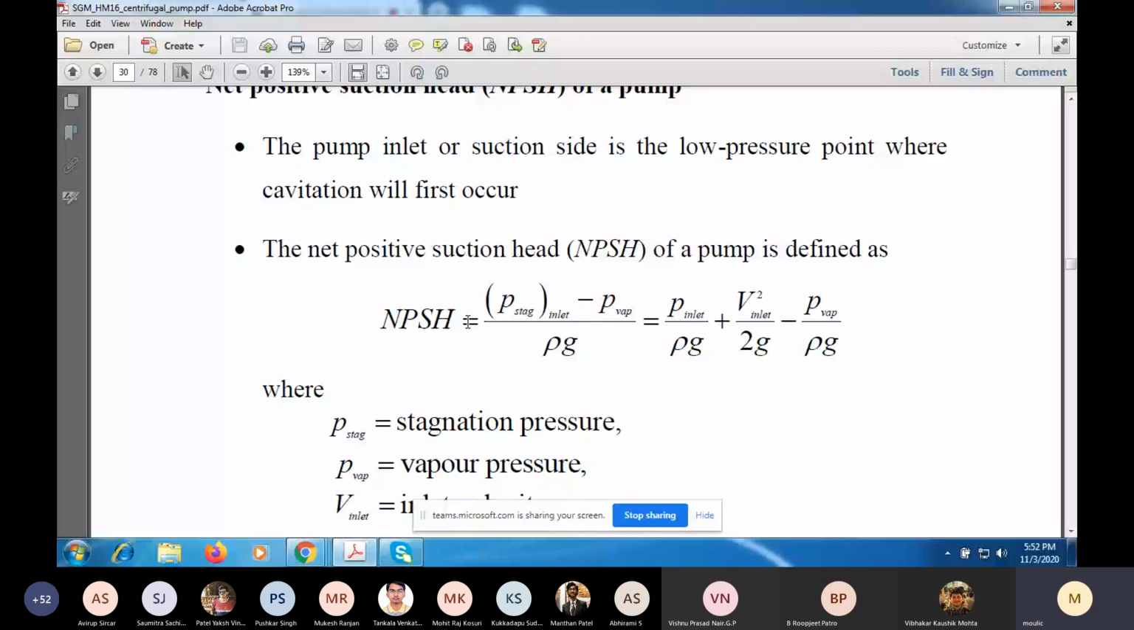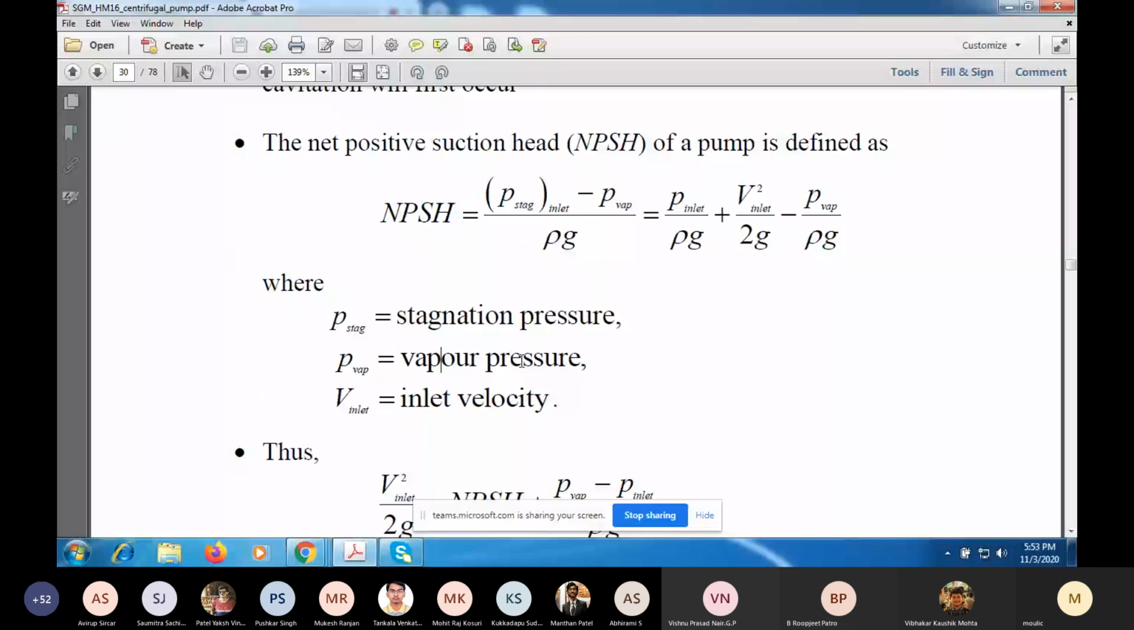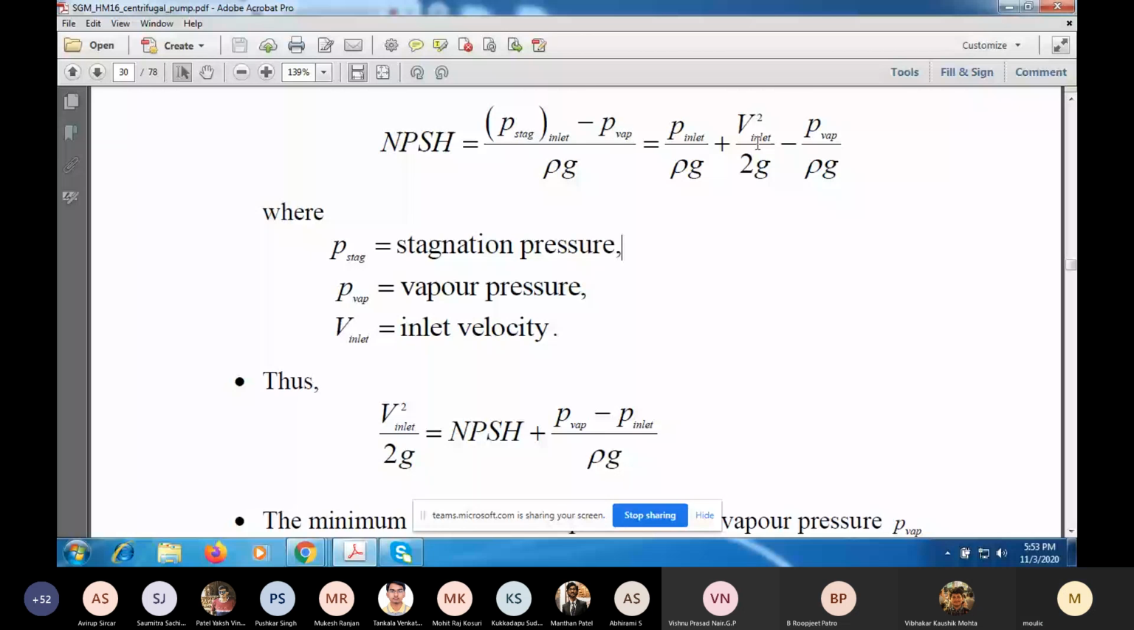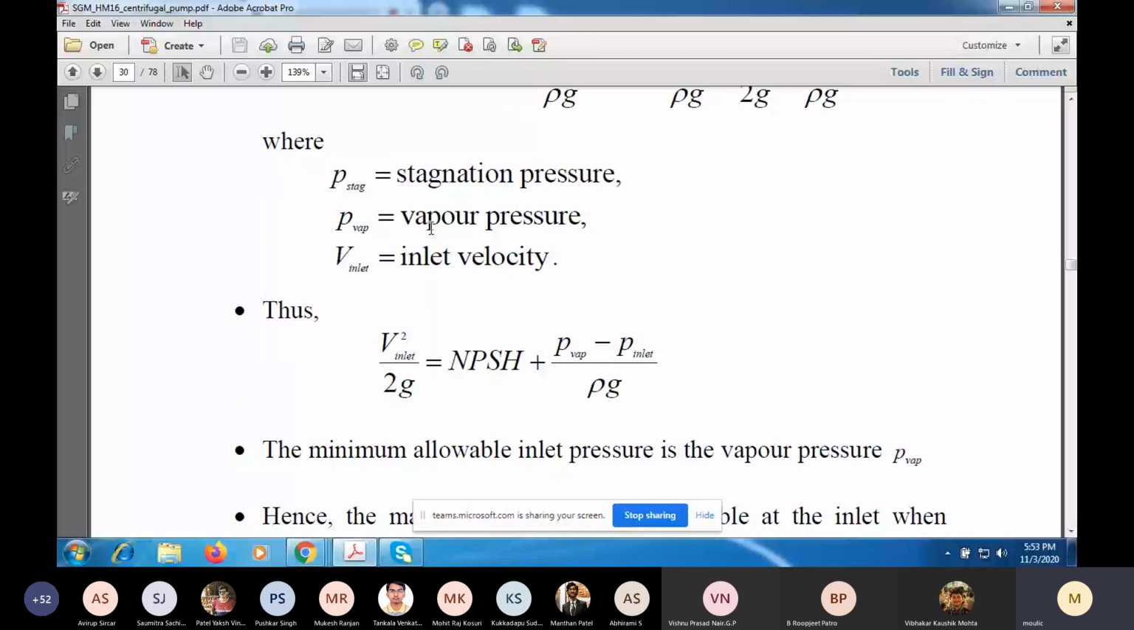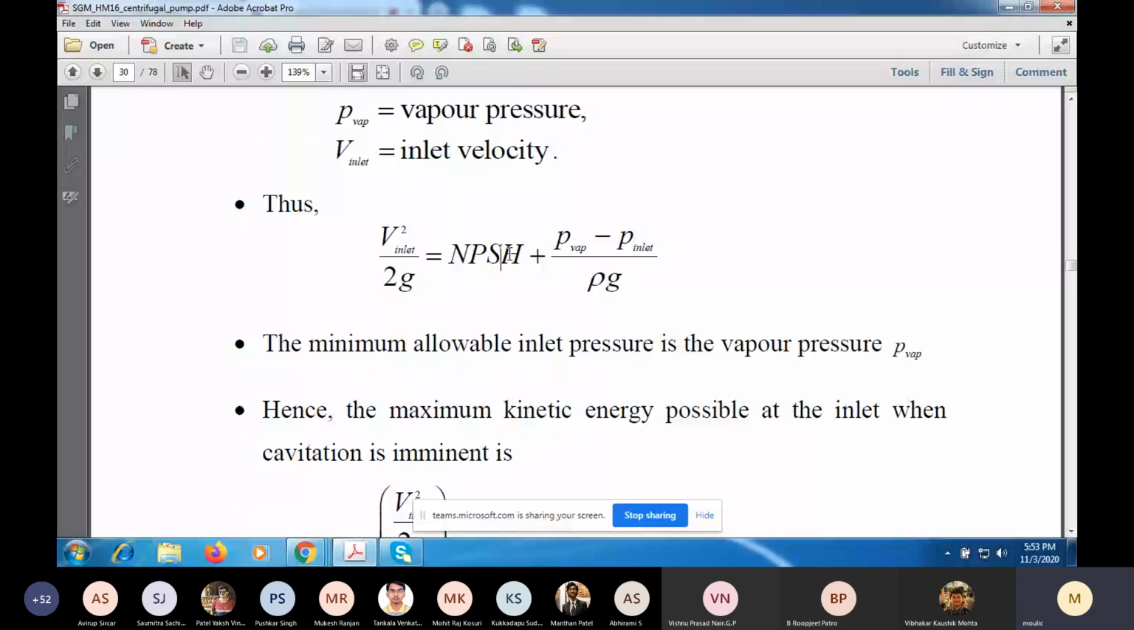So here the subscript STAG refers to stagnation pressure. The subscript VAP refers to vapor pressure, which will depend on the temperature of the liquid, and of course also its chemical composition. And V inlet is the inlet velocity and P inlet is the inlet pressure. Okay. Now we can keep this middle term on one side of the equation and move the other terms to the other side. Then we can write V inlet squared by 2g equal to NPSH plus this difference between the vapor pressure and the inlet pressure.